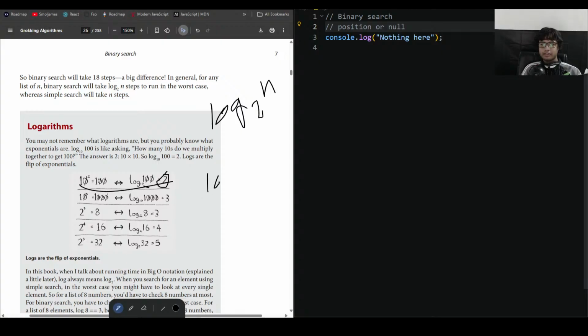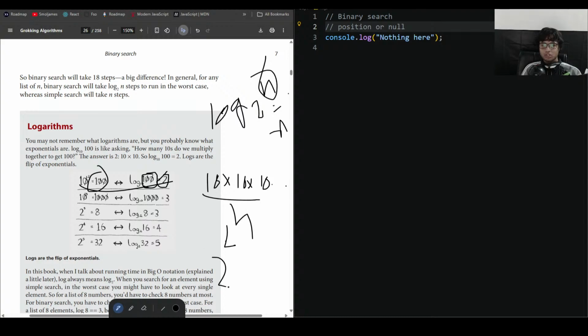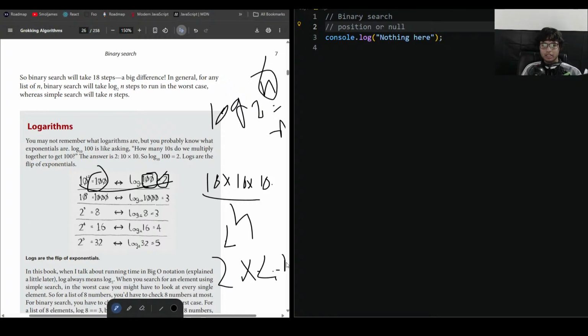So if we take 10 times 10, that's 100. n is n. 2 to the power n. So 2 multiplied by itself n times makes it like that. Oh wow.